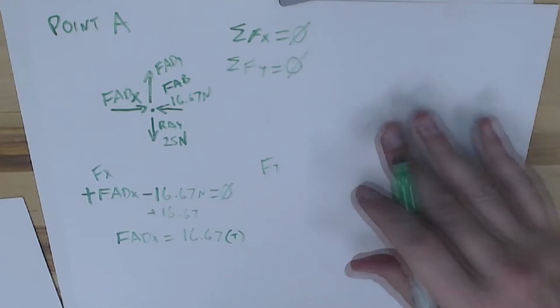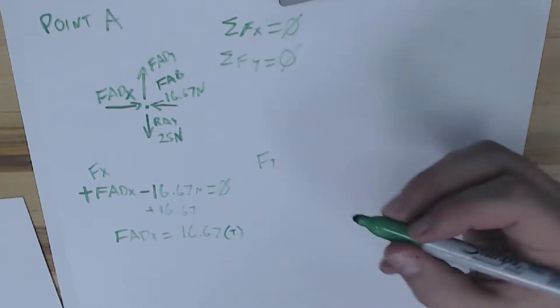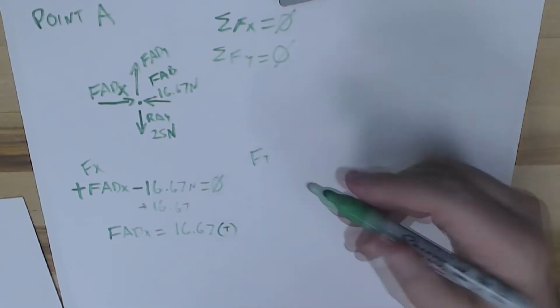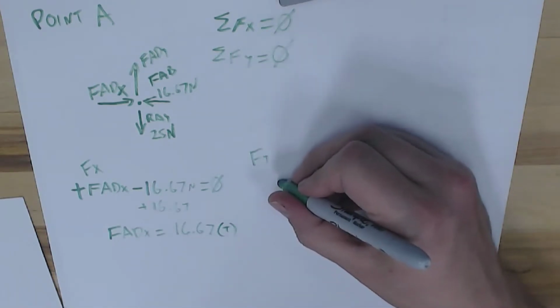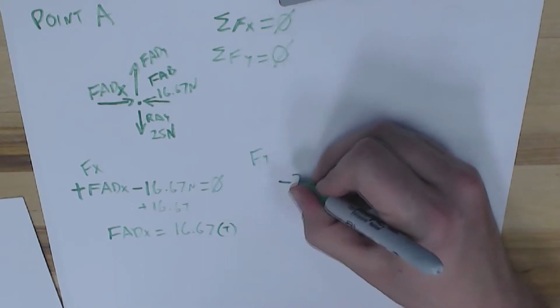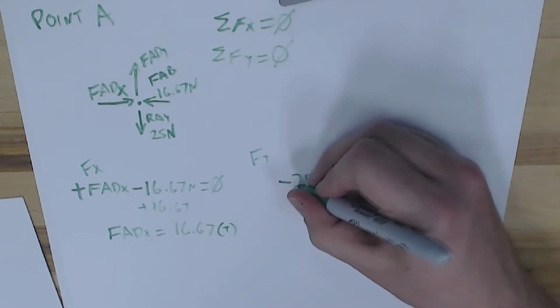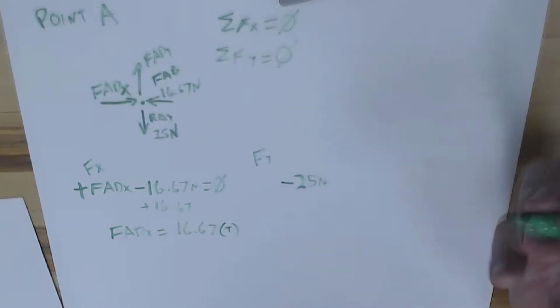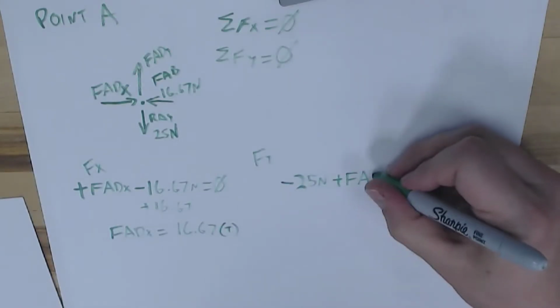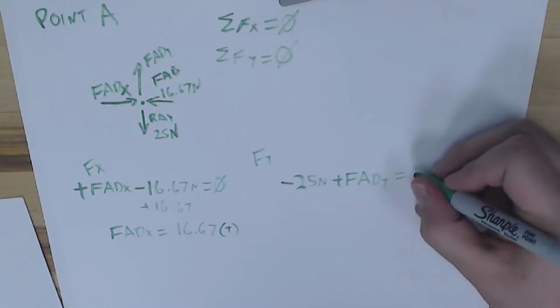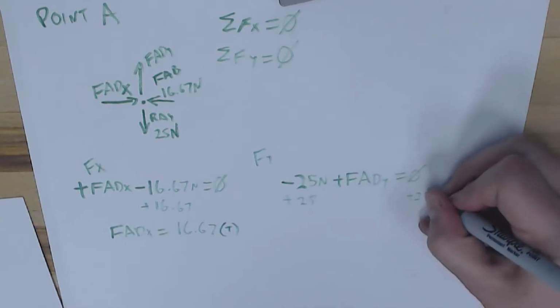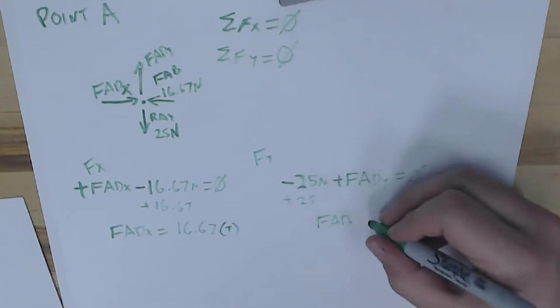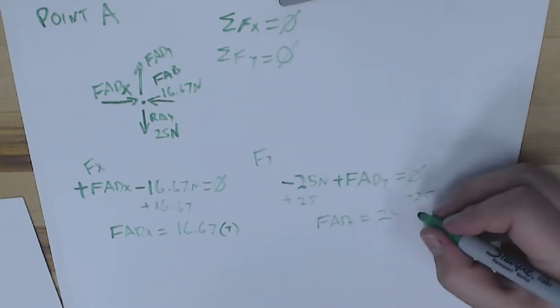Now forces in my y direction. I don't actually need to do this one, but we're going to do it anyway because we want to make sure that we've got everything. Everything that's acting in the y direction: we've got RAY going down, so that's going to have a negative sign on it. And then FADY, we're guessing that it was in tension, so we're guessing that it's positive. FADY equals 0. So we'll add 25 to both sides, and we're left with FADY equals 25 newtons.